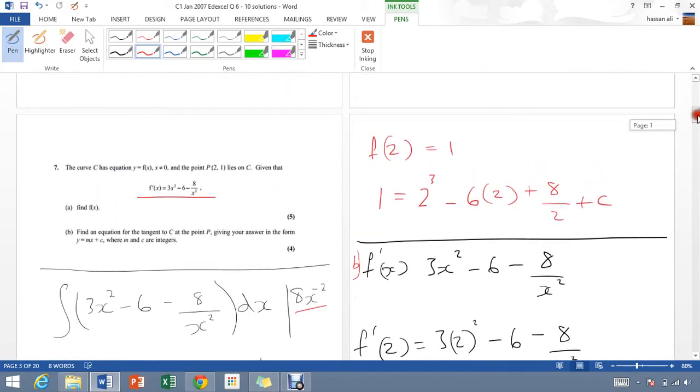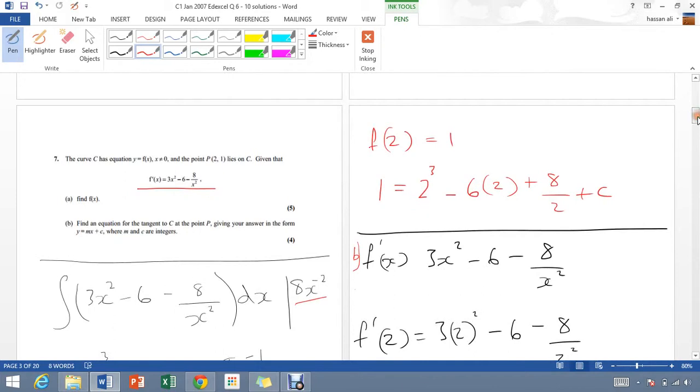In order to find the value of c, they've already given you the point (2, 1). So in other words, when x is 2, y will equal 1 when you put those numbers in your equation. So put those values in, show it like this: f(2) should equal 1. So you put down 1 here. Substitute your values into your equation: 2³ − 6 × 2 + 8/2. And when you solve all of this, you should get c equal to 1.